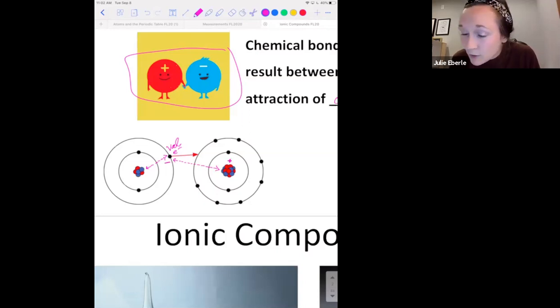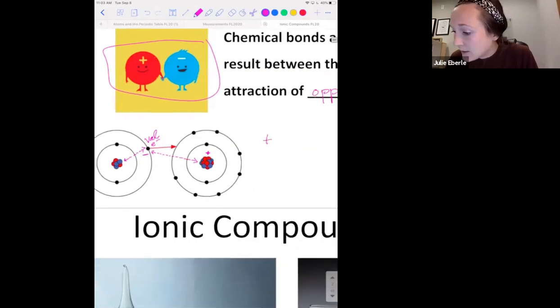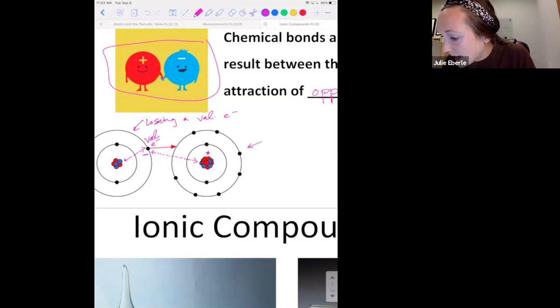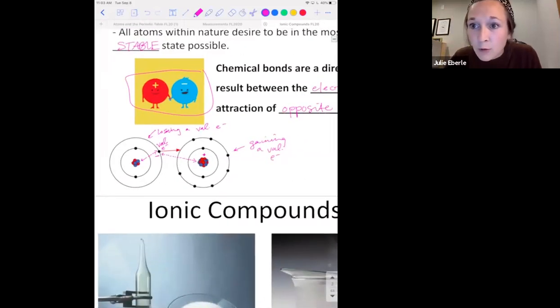And if it gets close enough and if the pull is strong enough, that electron will jump over to the other atom. So electrons can trade. We talked about this last Thursday. We said how they can trade their valence electrons, and that's what you see happening here. This atom on the left is losing a valence electron, and this atom right here is gaining a valence electron. And when that happens, these atoms form a chemical bond.